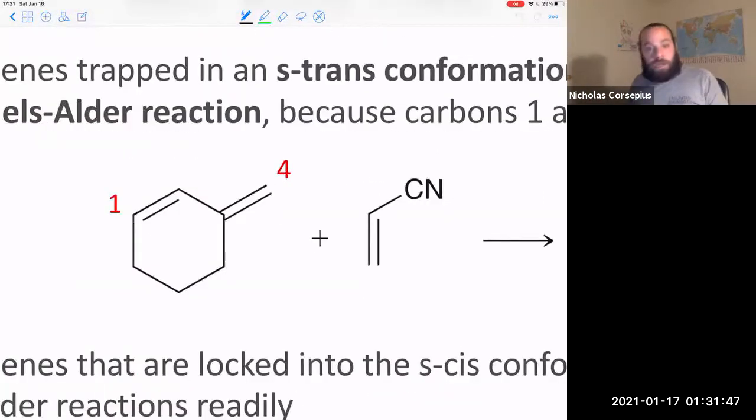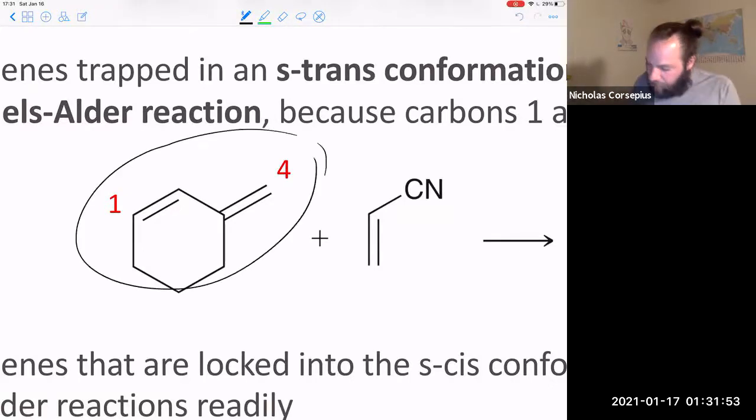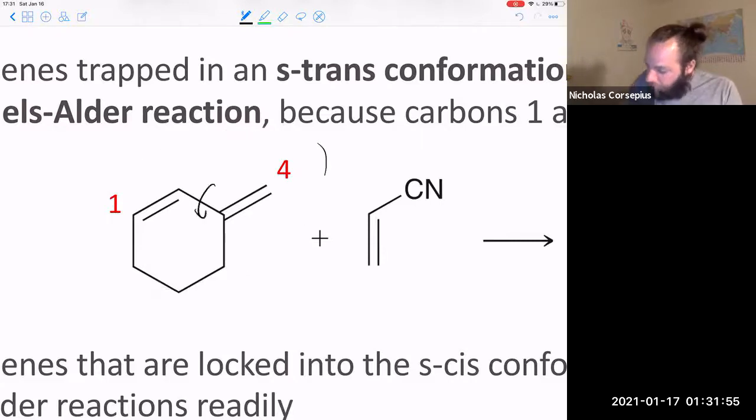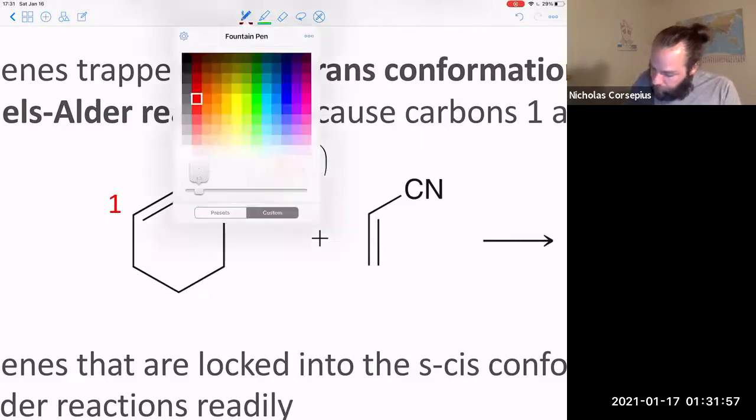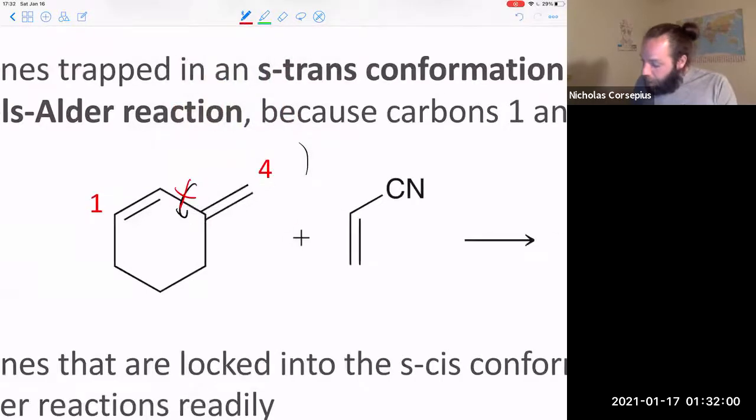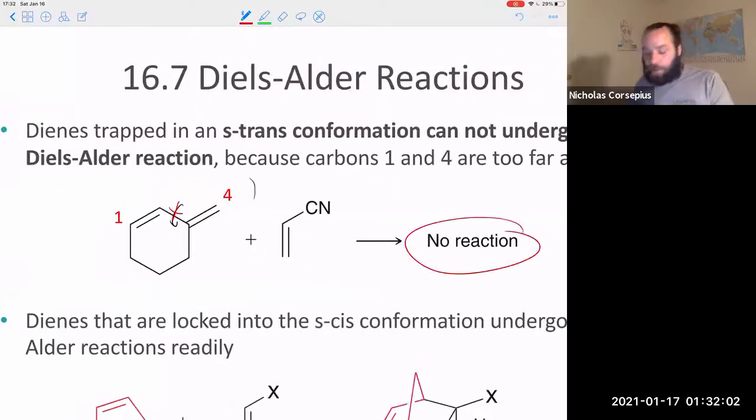The more extreme end of it would be, let's take a look at this compound here. Notice that it is locked in the S-trans conformation. There's nothing that this can do. Because of this ring structure, it can't rotate about that bond. That can't happen.